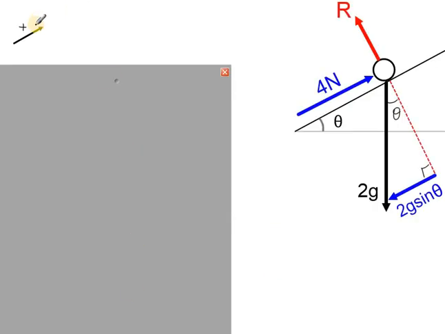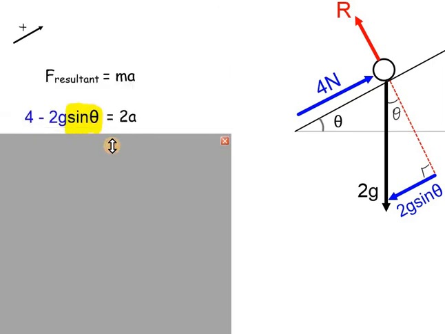So I'm going to take this direction along the slope, so this is parallel to the slope, and it's the upwards direction along the slope as positive. So when I look at forces, it will be 4 and then minus 2g sine theta, because that's pointing down the slope in a downwards direction, equals mass times acceleration. So we have 4 minus 2g sine theta equals the mass times the acceleration.